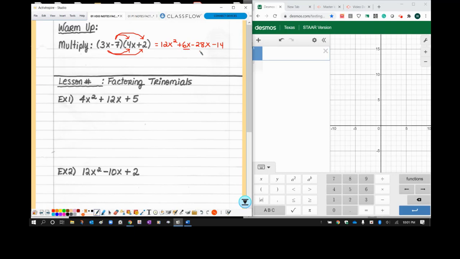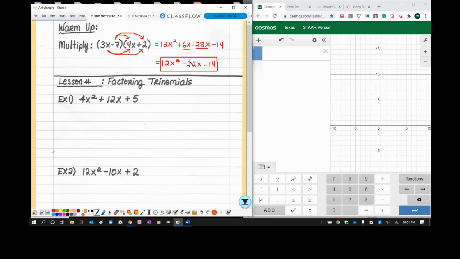Now what I'm going to do is combine like terms. So this would be 12x squared minus 22x, and then bring down the negative 14. And that's our answer right there. So basically we started with two binomials and we ended up with one trinomial.